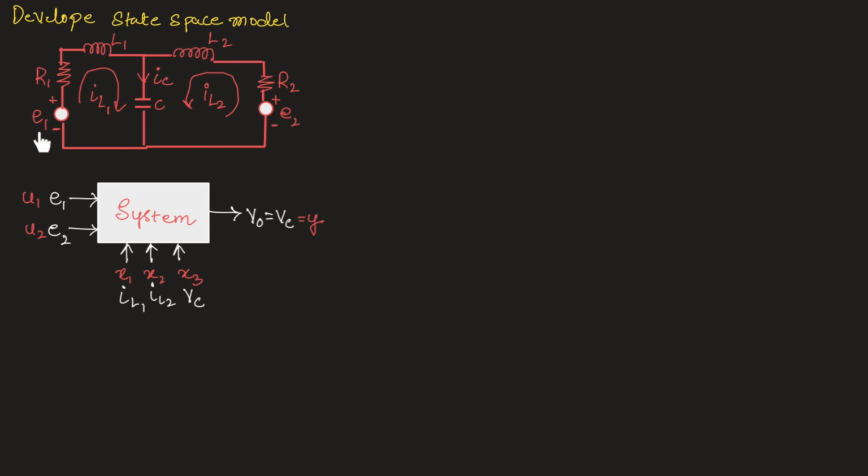Here, two inputs are given in the circuit, E1 and E2. We'll consider that input. Here, the output will be the voltage across the capacitor, which is Vc, and the state variables will be IL1, IL2, and voltage Vc. First step is to identify state variables. So we have identified three state variables: x1, that is equal to IL1, x2, that is IL2, and x3, that is equal to Vc.